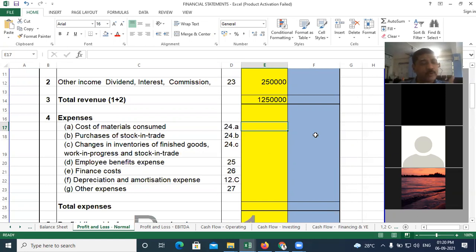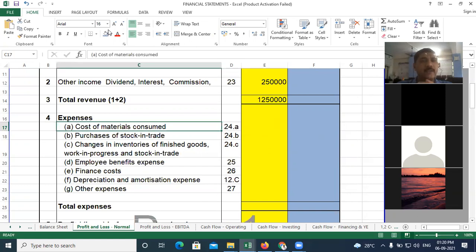In that, we are going to reduce or deduct something. What is that we are going to reduce or deduct? We are going to reduce the material that we have sent back to the supplier that is not of good quality. That we deduct.